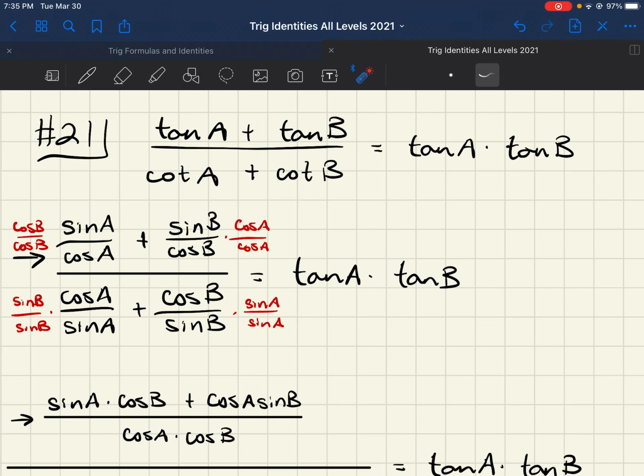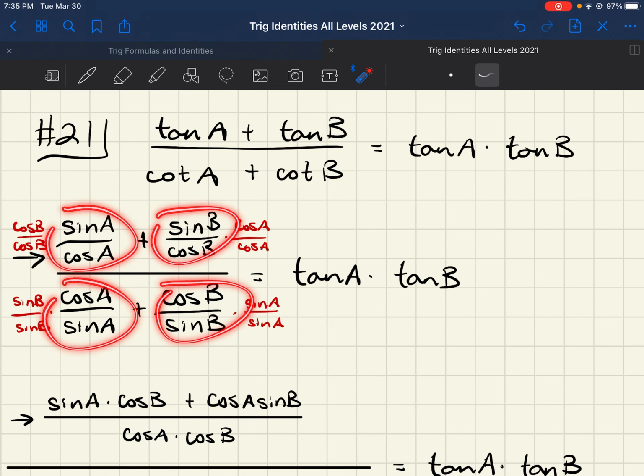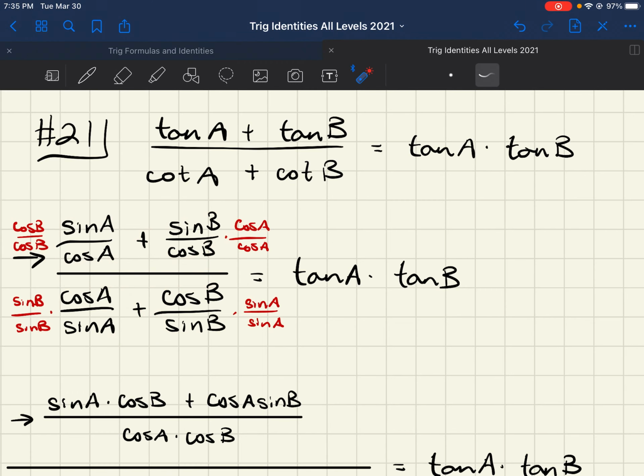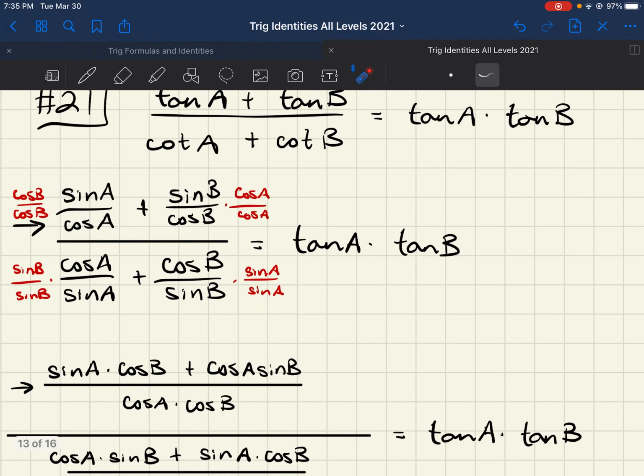Now, first things first, I'm going to decompose everything into sines and cosines. So the tangent, the cotangent, the tangent, and this cotangent all get decomposed. And in both the numerator and denominator, I want to get common denominators. So I have a cosine A and a cosine B. I'm going to multiply by the pieces that they're missing. So I'm going to multiply here by cosine B over cosine B. Multiply here by cosine A over cosine A.